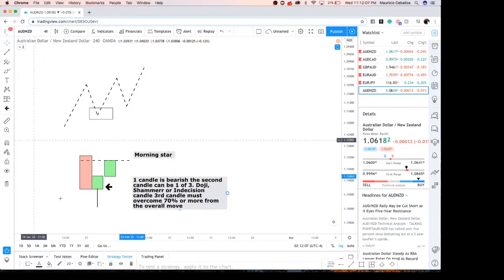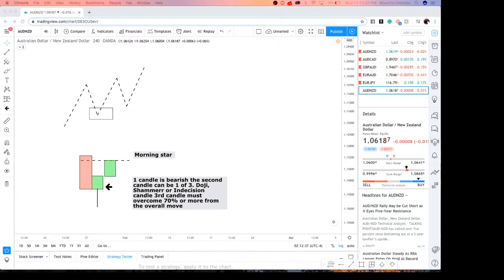Third candle must overcome 70% or more of the overall move. Okay, so this right here is one of my favorite candle patterns. It helps us understand the overall direction of the market, what we can see, and how far we can go and continue with this trade. This is one of the things I like to see a lot and take into consideration as far as how far I can continue. This one gives me a lot of certainty to maintain a trade for much longer. So this is one of my favorites.